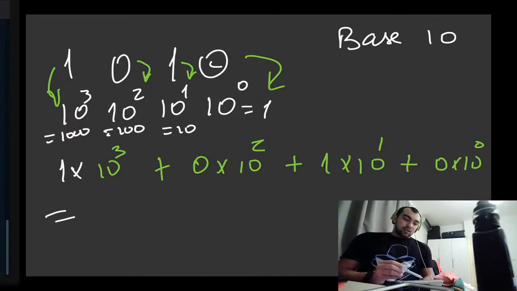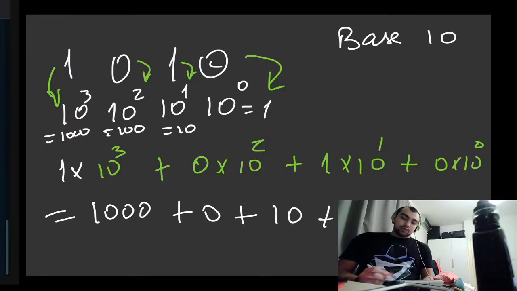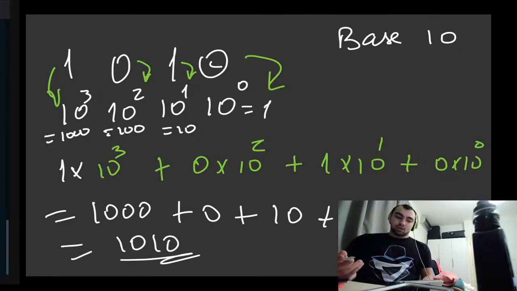So 1 times 10 to the power of 3 is 1,000. So this is 1,000. Plus, well, 0 times any number is 0. So plus 0. Plus 1 times 10 to the power of 1, which is 10. Plus, again, 0 times something, 0. So this equals 1,010. So this is your number, right?